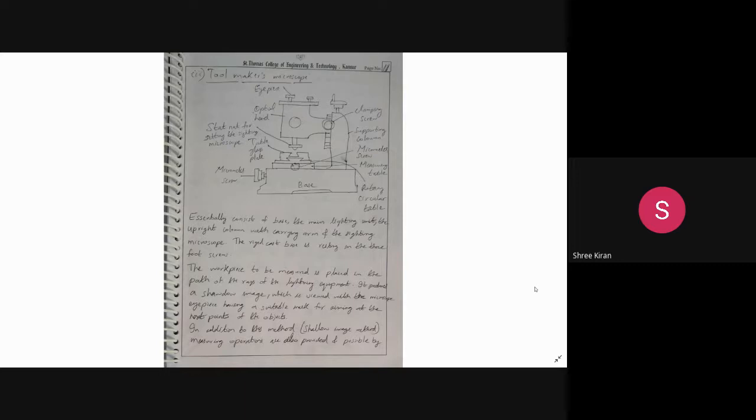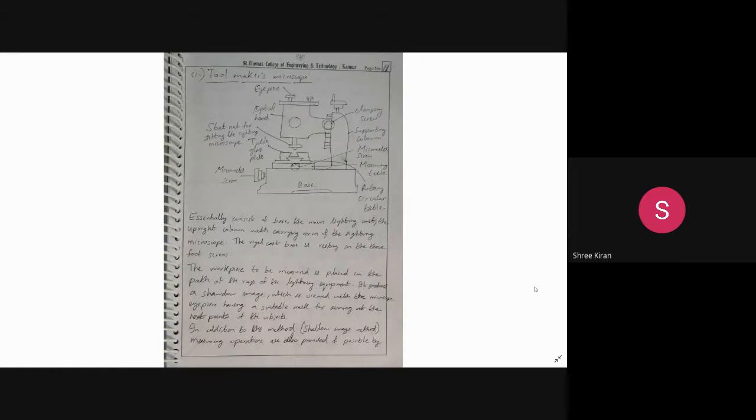So in the case of the tool maker's microscope, it essentially consists of the base where the main lighting unit, the upright column with carrying arm and the sighting microscope are mounted, and the rigid cast base is resting on the three foot screws.